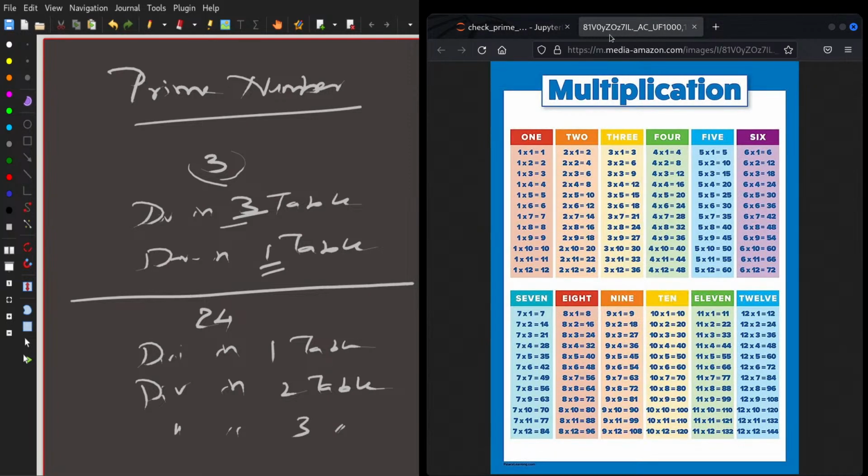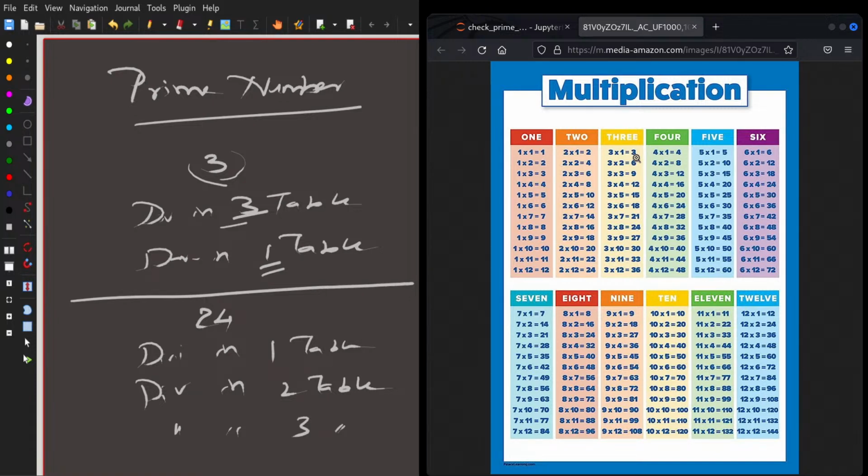But there is a condition. Other table means you can have 100 table, 1000 table, and likewise you can go on checking. But at some point of time, you should stop, right? And we need certain analysis to be done to stop at some number. So what inference can we get from this?